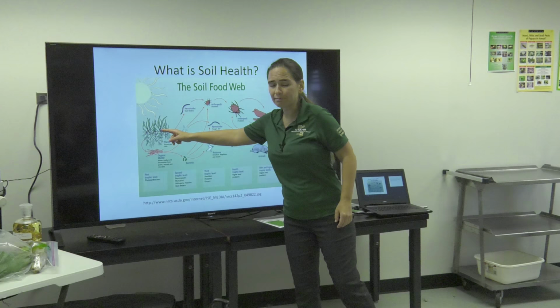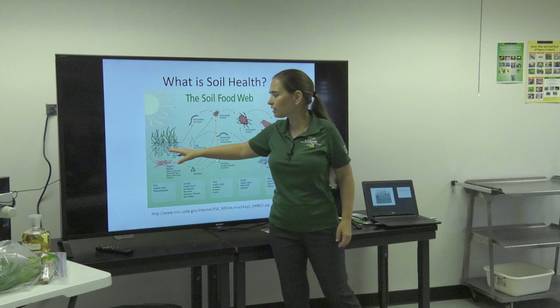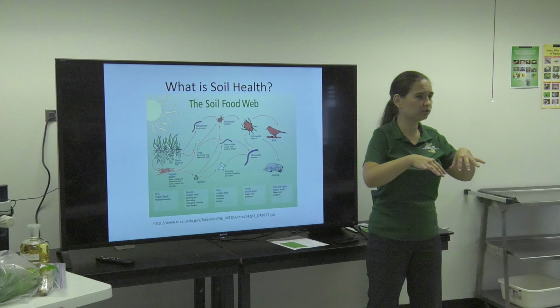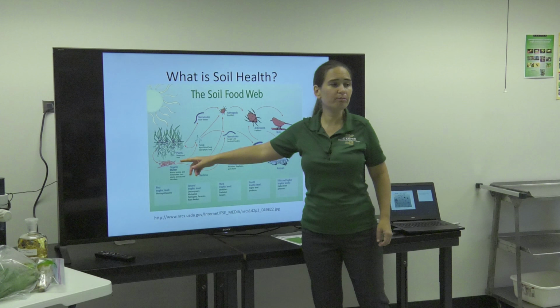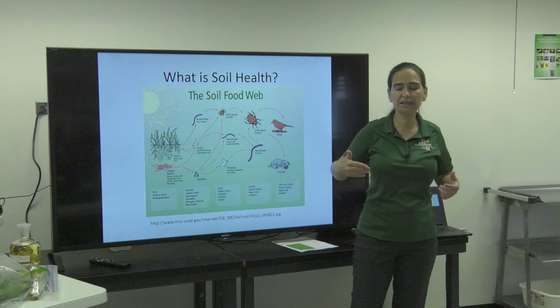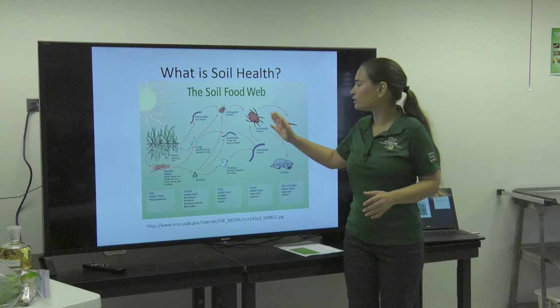Well, that plant also drives soil biology. Because as there are roots, as there are dead plant parts, let's say leaves fall in the soil, that provides food for microorganisms to decompose or feed on, or for root feeders like nematodes, etc. And that provides food for other organisms to feed on them, etc. And you get a whole food web.